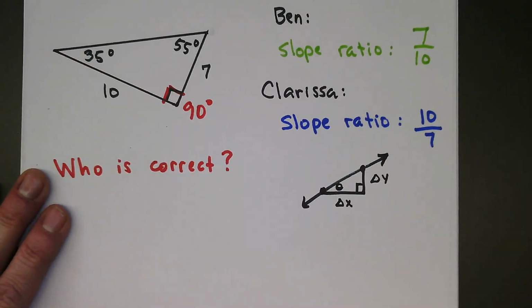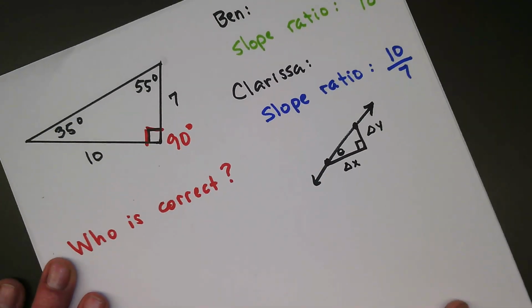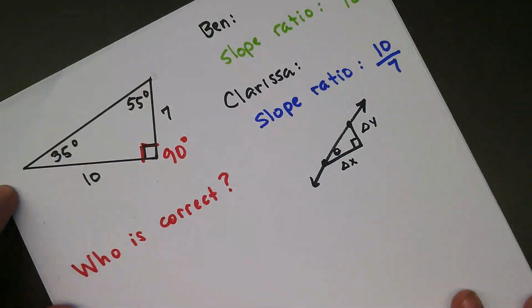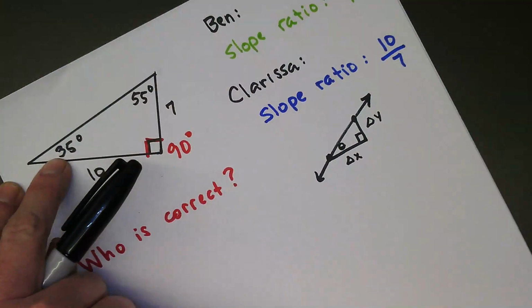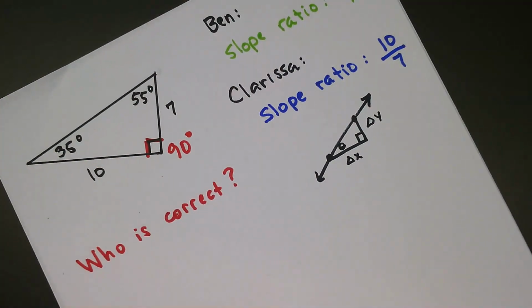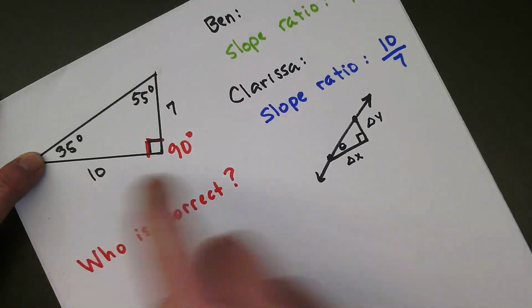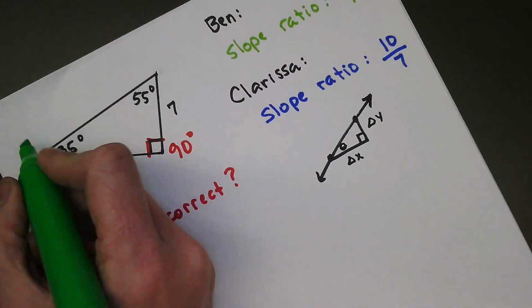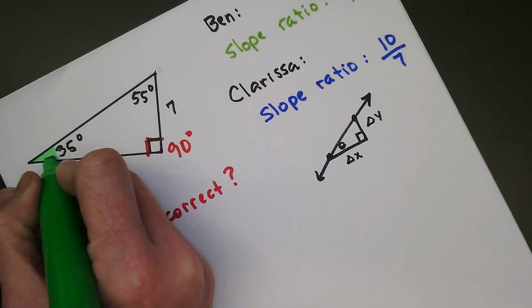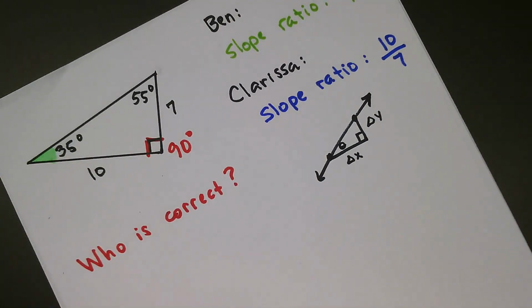So I'm going to turn the paper a little bit, which may feel a little weird, but I want to look at this more the way we would see it as a slope triangle. Line going this way, acute angle 35, right angle there. As I look at it here, my rise is 7 and my run is 10. So from this 35-degree angle, it's 7/10. Well, it feels like Ben is right.